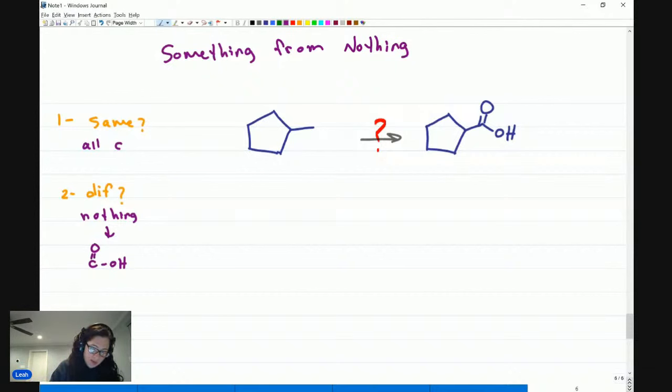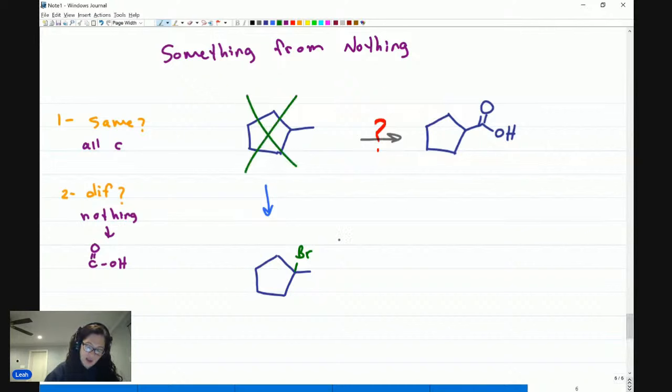If I take my starting molecule and I put it through a radical reaction, then I will get something on the molecule. If you have a more substituted carbon on there, always go with bromine and peroxides. That will give you a bromine on the most substituted carbon, and then you can do whatever you want with it. So if I have bromine here, I no longer have to worry about this. Now I have a new question. How do I go from bromine at the most substituted position to a carboxylic acid at the least substituted position?